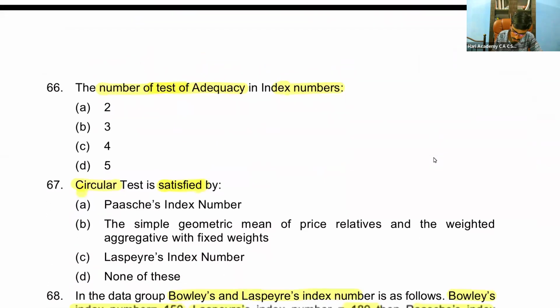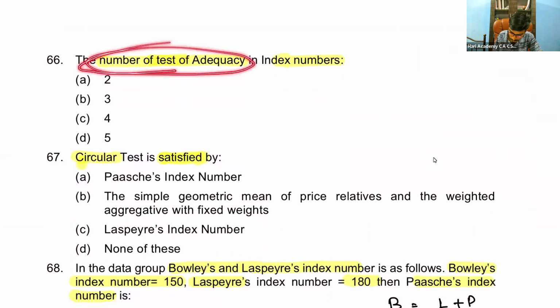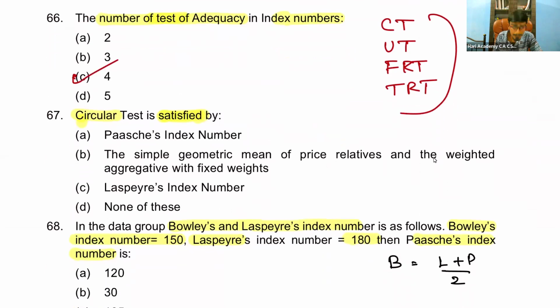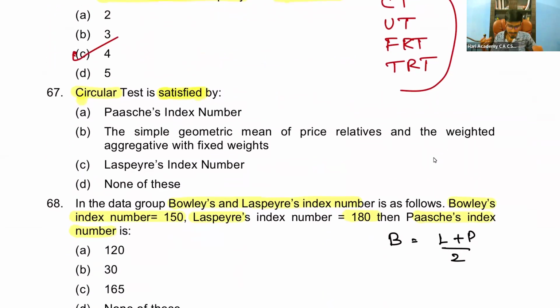Then question number 66. The number of tests of adequacy in an index number is what they are asking. Totally how many are we having? Circular test, unit test, factor reversal test, time reversal test. So totally we are having 4 tests. So my answer is option C.